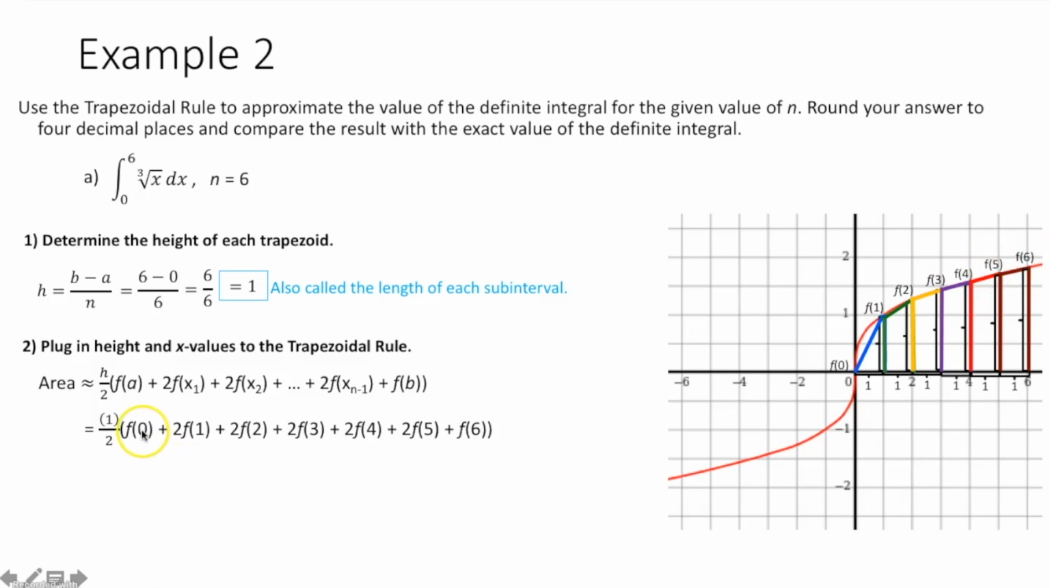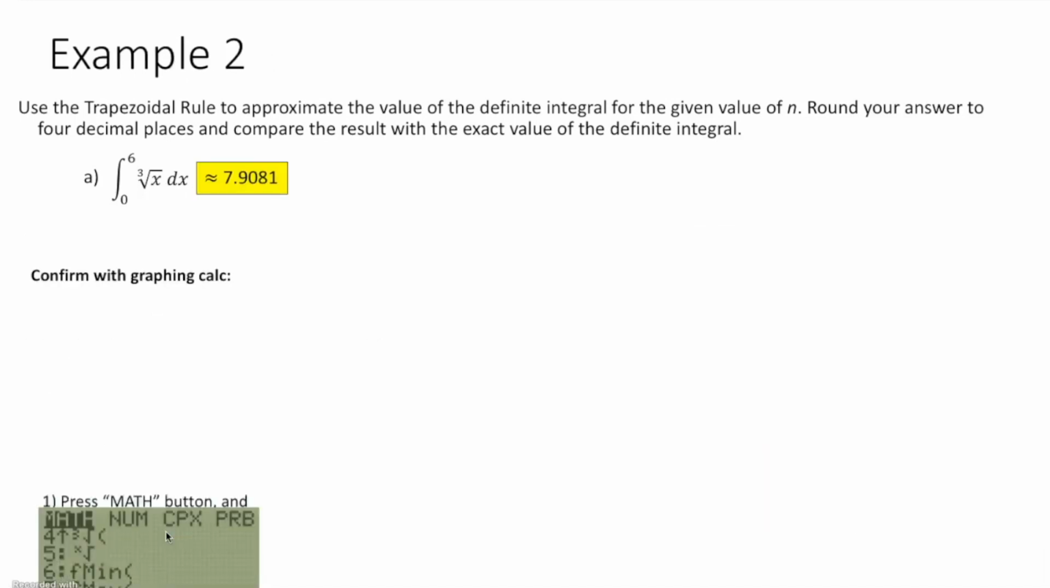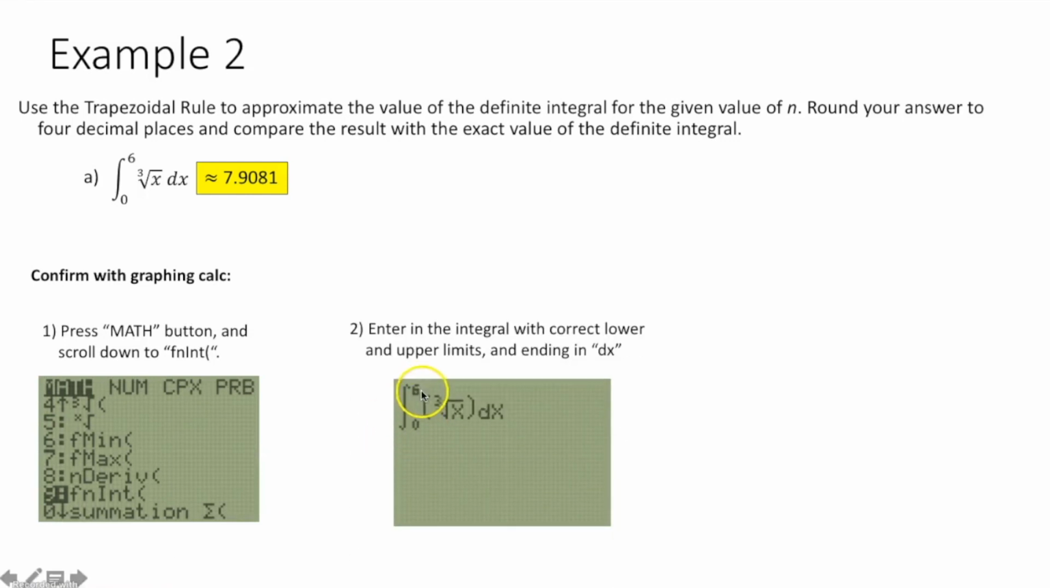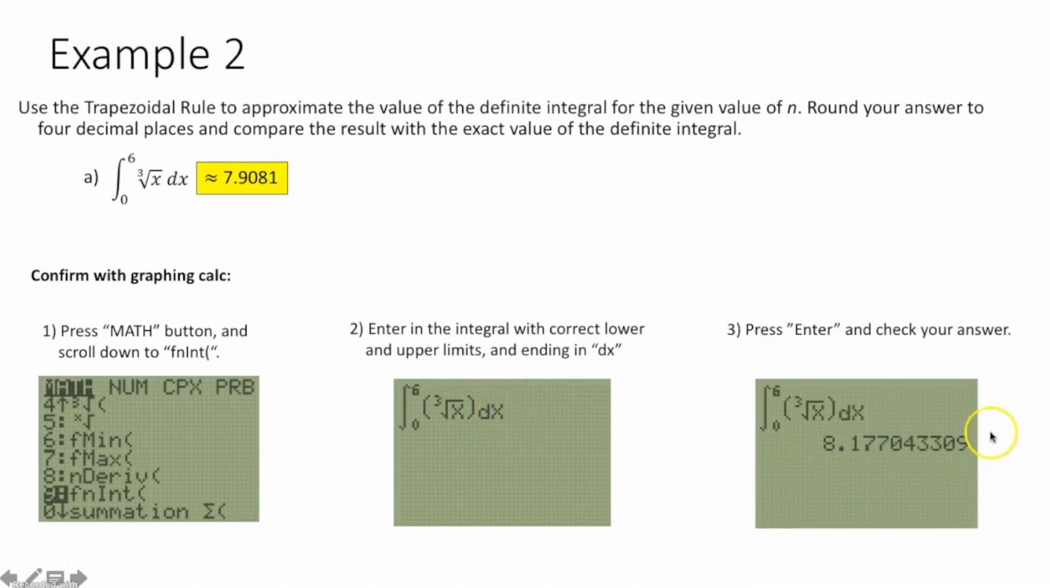So to do that, we have to plug each of these in to our function, which is the cube root of x. We can plug that all in our calculator, and we end up getting that the approximate area under the curve using the trapezoidal rule here is equal to 7.9081. Now, we can go to our graphing calculator, press the math button, go down to 9, press enter, and then plug in our lower limit, our upper limit, and our function with respect to x, press enter, and we get the exact area under the curve from 0 to 6. And you can see that our approximate area under the curve is pretty darn close.